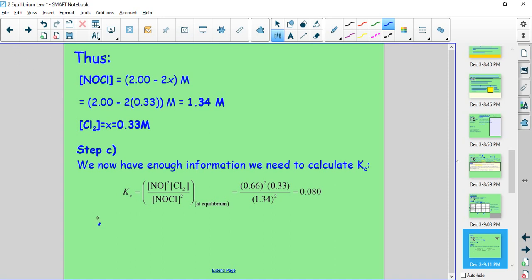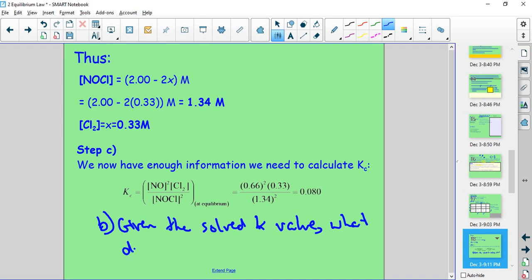part 2, or part B, let's just say, given the solid K value, what direction does this reaction favor?